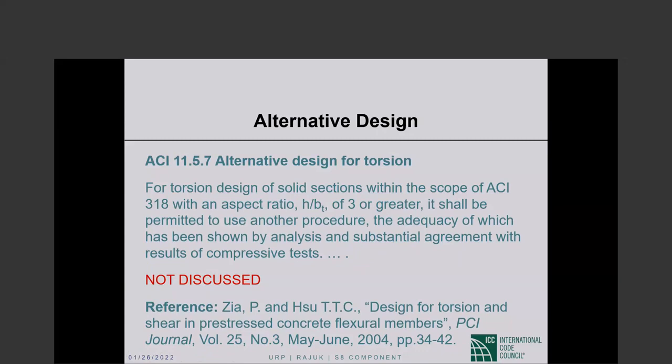Anyway, to cut a long story short, ACI tells you in the commentary, if you use the Zia-Shu approach, which was in ACI 318 before it was replaced by the thin wall tube analogy, for these precast spandrels, your design would be satisfactory. This I chose not to cover. This will take us a good hour at least. This is a pretty detailed, intricate design procedure.